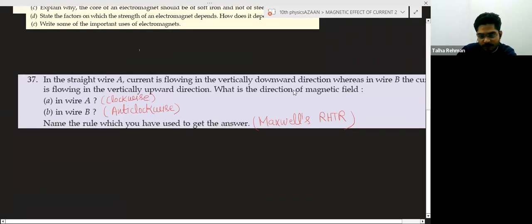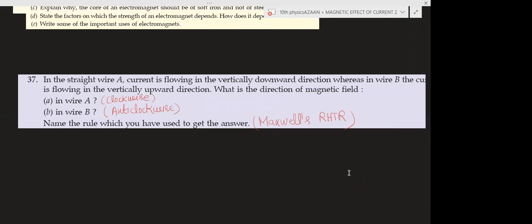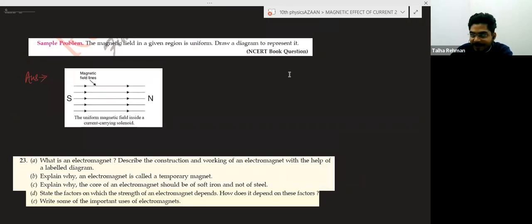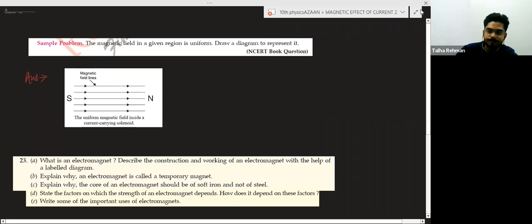Okay, so now you can take the screenshot of this also. Done, sir. Okay. Now we will see the difference between a bar magnet and an electromagnet. Basically, a bar magnet is a permanent magnet, and an electromagnet is a temporary magnet. The magnetic field due to a bar magnet is less as compared to the electromagnet.